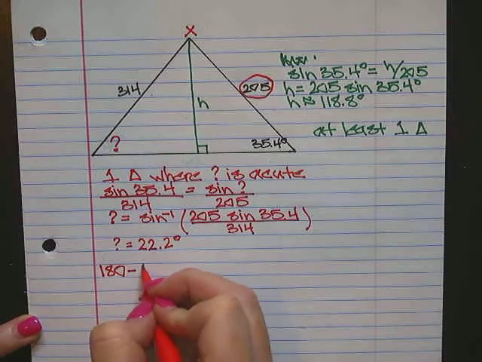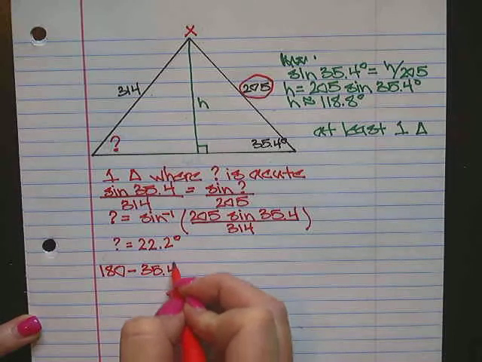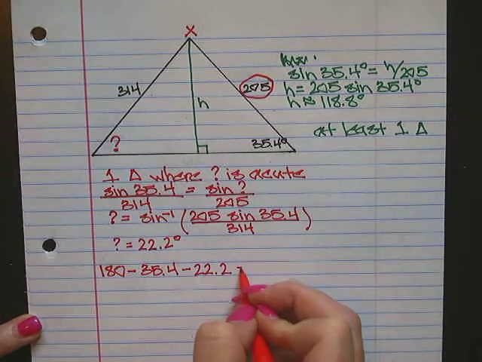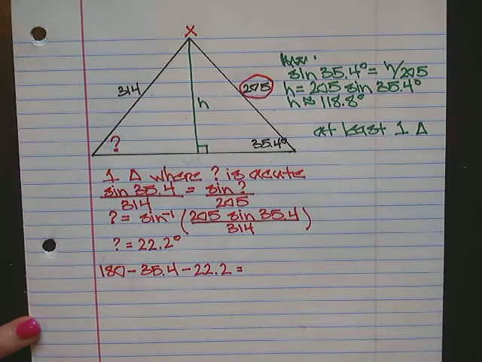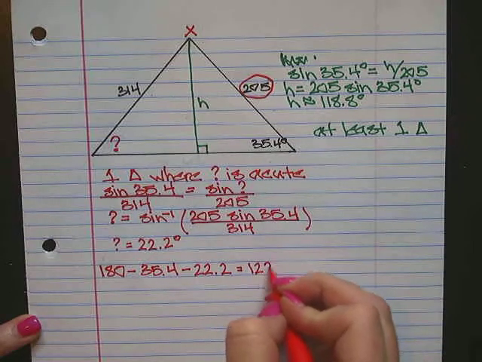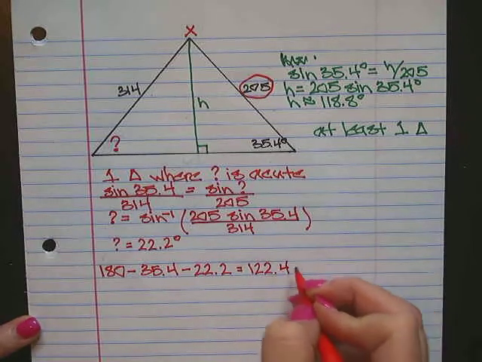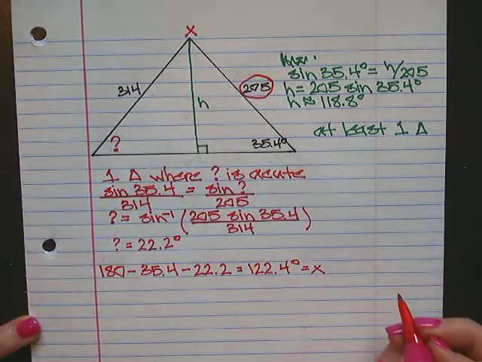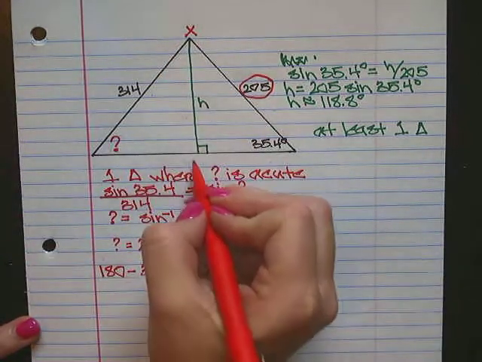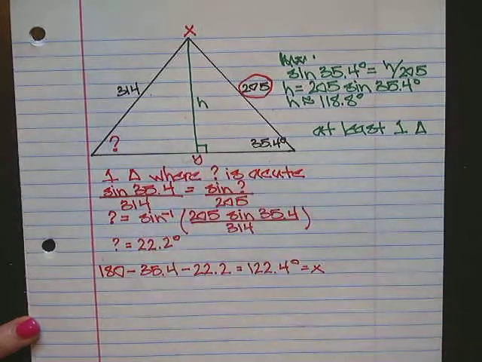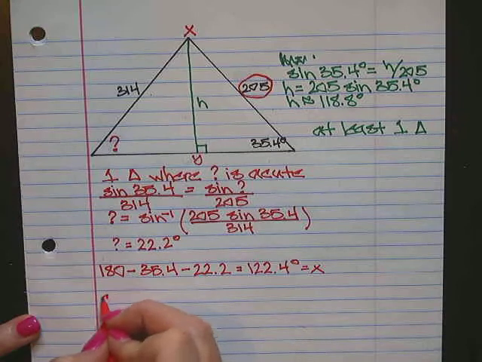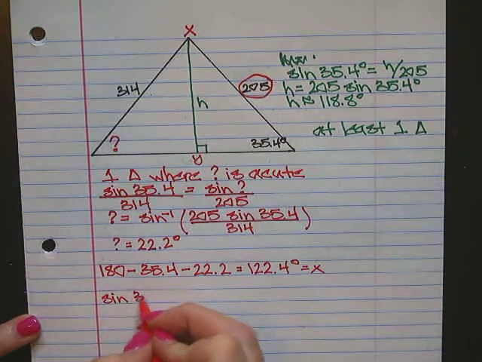Once I have that, I can find this other angle up here using the fact that the angles of a triangle have to add up to 180 degrees. So 180 minus the 35.4 I was given minus the 22.2 I found gives me 122.4 for that missing angle up top, X.